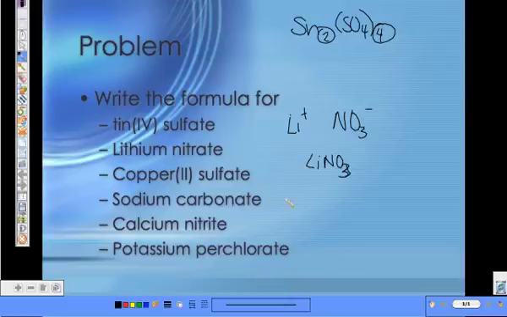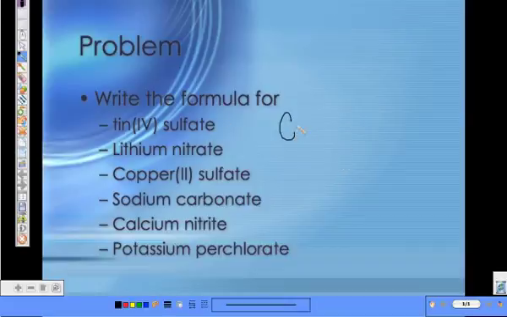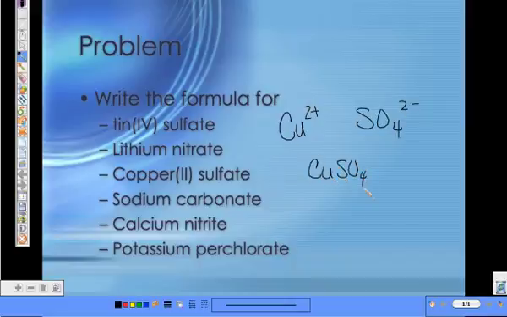How about sodium carbonate? Oh wait, yep. Copper 2 sulfate. Never mind. Copper 2 sulfate. Copper 2 plus. So how many of each do we need to balance the charges? Right, we just need 1 of each, right? The 2 plus and the 2 minus balance each other. So we can just have CuSO4, copper sulfate.